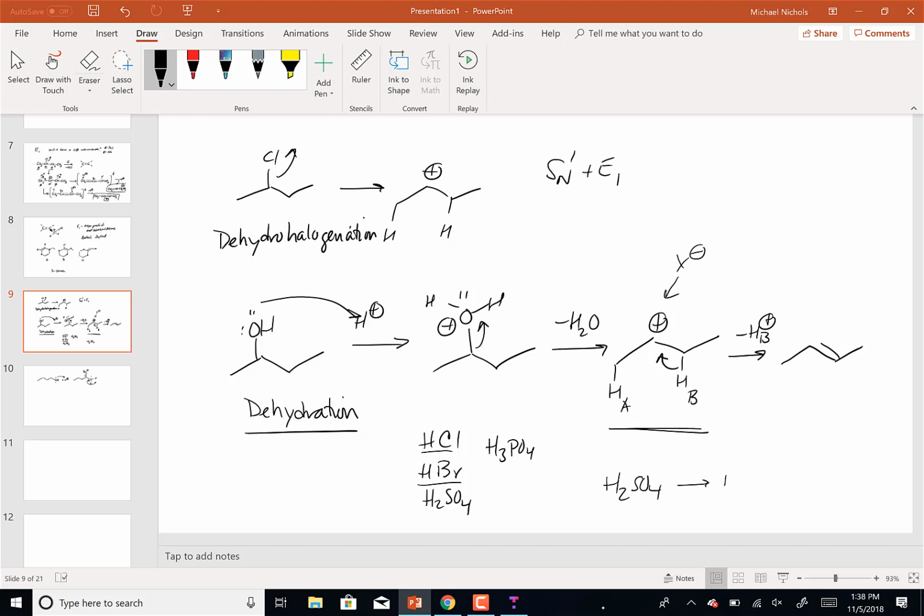H2SO4, its conjugate base is HSO4 minus, which looks like this. There's HSO4 minus. I could do the same thing with H3PO4. Why is HSO4 minus a lousy nucleophile?